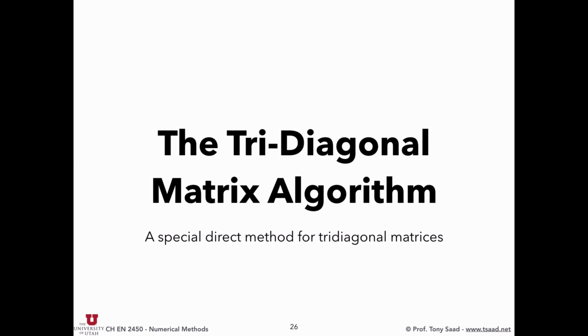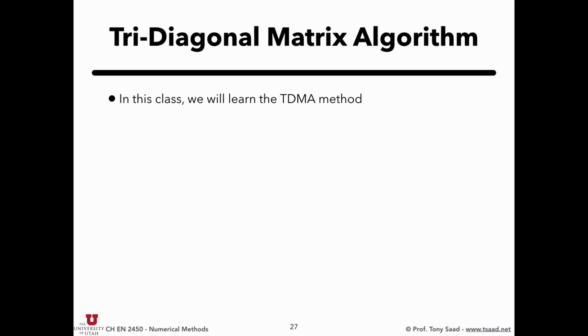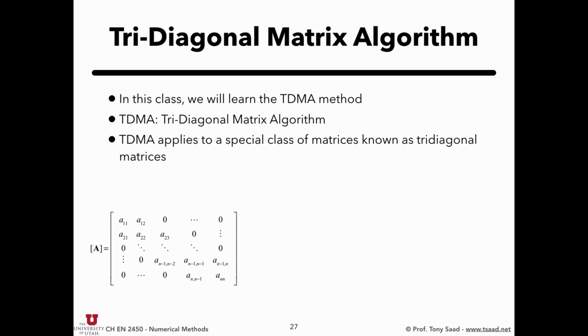Now, in this class, we will learn about only one direct method, and we will go ahead and implement that method. You learned about Gaussian elimination and possibly LU decomposition, and you're welcome to try to implement those on your own. But for our intents and needs as chemical engineers, we're going to look at the tridiagonal matrix algorithm, and it's a very special and efficient direct method for tridiagonal matrices. Okay, so what are tridiagonal matrices?